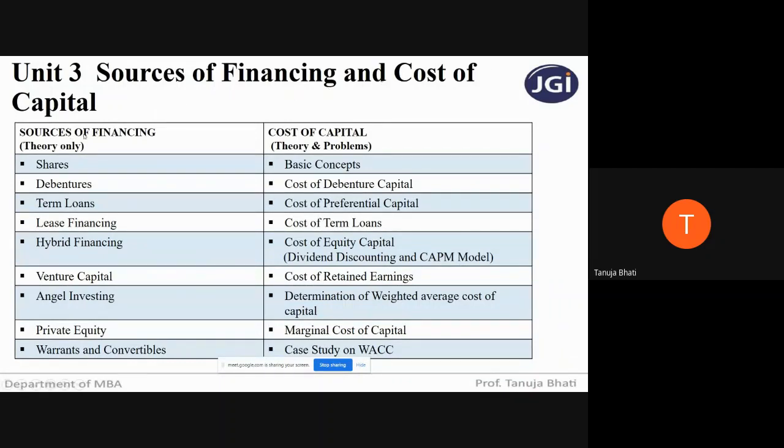Now this particular module has two parts: sources of financing, which is a complete theory part, and cost of capital, which is a combination of theory and problems. So what we will be seeing in this module is the different sources of finance, that is shares, debentures, term loans, lease financing, hybrid financing, venture capital, angel investing, private equity, warrants and convertibles. This particular part is complete theory.